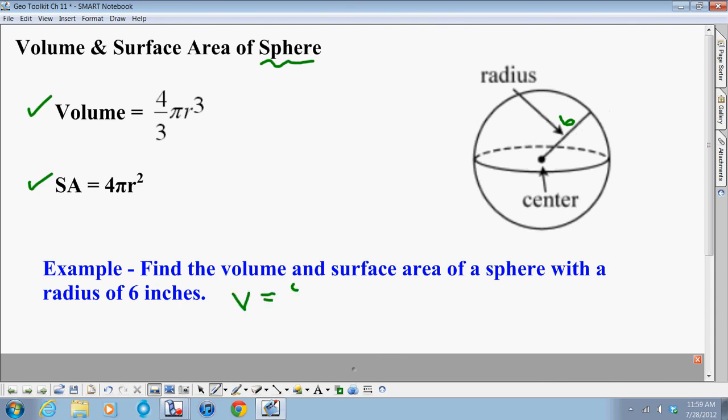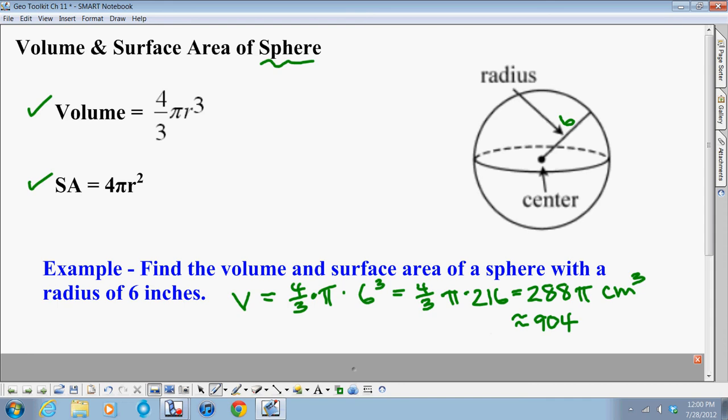The volume would be 4/3 times pi times the radius, which is 6, cubed. All right? So 6 cubed, by the way, is 216. So if you took 4/3 times pi times 216, when you take 216 times 4/3, you wind up with 288. So it's 288 pi, and that would be centimeters cubed. And if you took 288 and actually multiplied it by pi, you would get approximately 904.78 if you were to round off here.